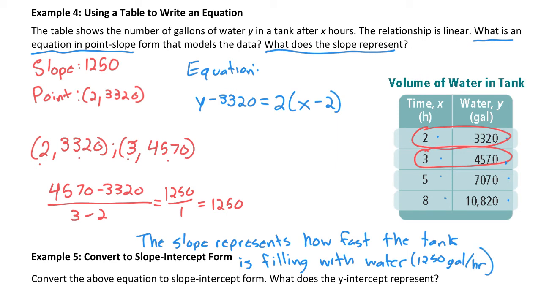So slope is always a rate. In a context problem, it's usually something over time. It usually tells you how fast something is happening. Okay? So rate, comparing 2 quantities. This one compares volume and time. So it tells us how fast the tank is filling with water. If these numbers were going down, that would mean the tank is draining its water.